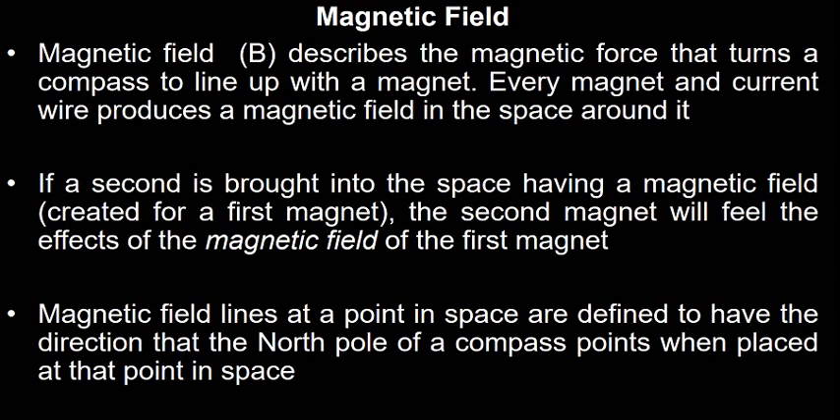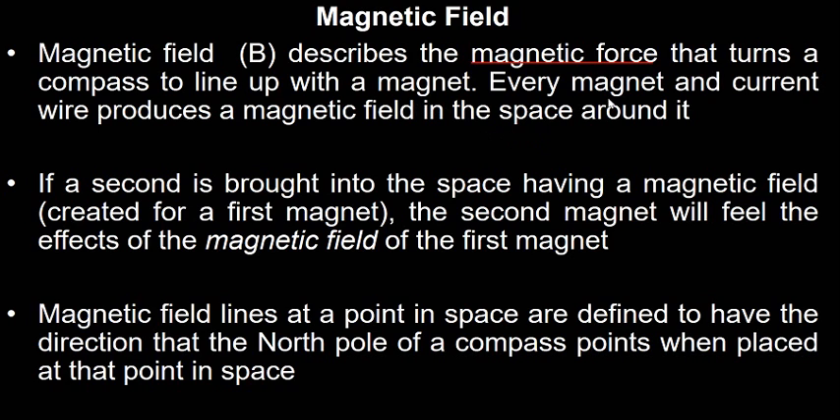In this video we will learn about magnetic fields and some of their basic conceptual properties. As you can see here, a magnetic field describes the magnetic force that turns a compass to line up with the magnet. So essentially a magnetic field is a property that is created because of a magnet in a region around it, and that magnetic field is responsible for creating magnetic force, which can be experienced by magnetic materials.